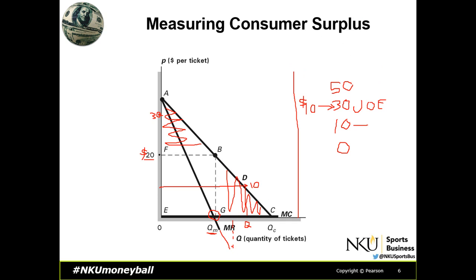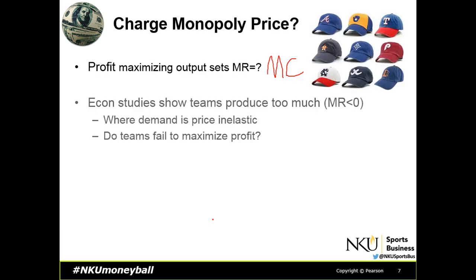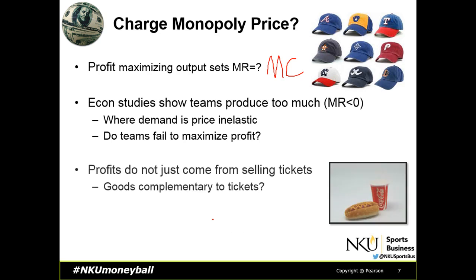Now, why would they do that, right? By selling that additional ticket, they're actually cutting into their profits a little bit, if we assume that they had to lower all the previous ticket prices, which I know that's not exactly true. But why would they sell at that point? Well, are they failing to maximize profit? Unlikely.